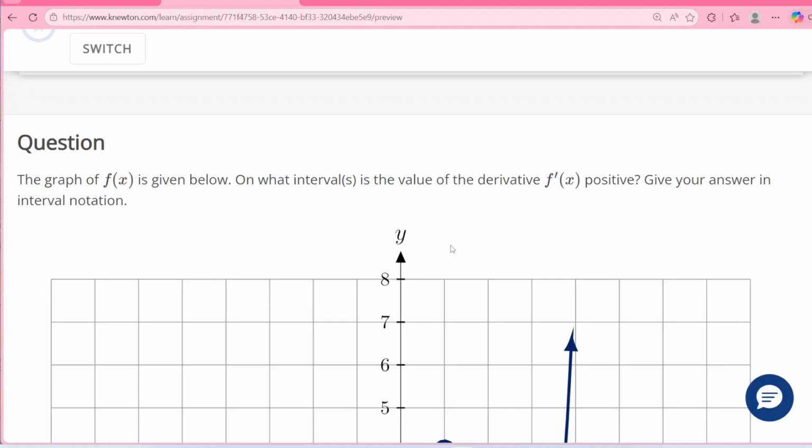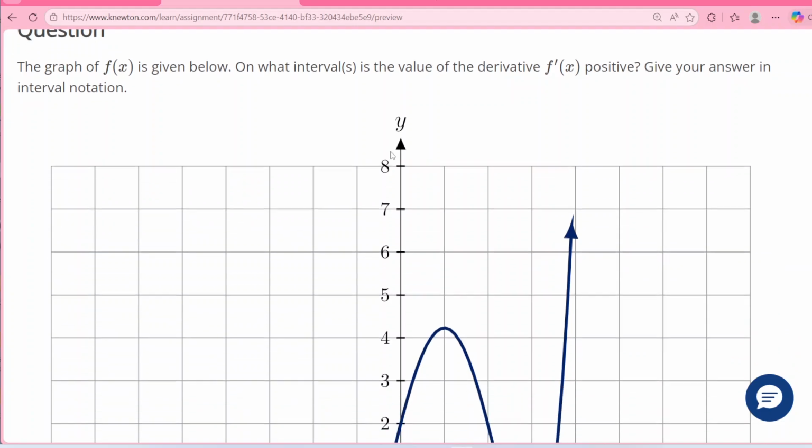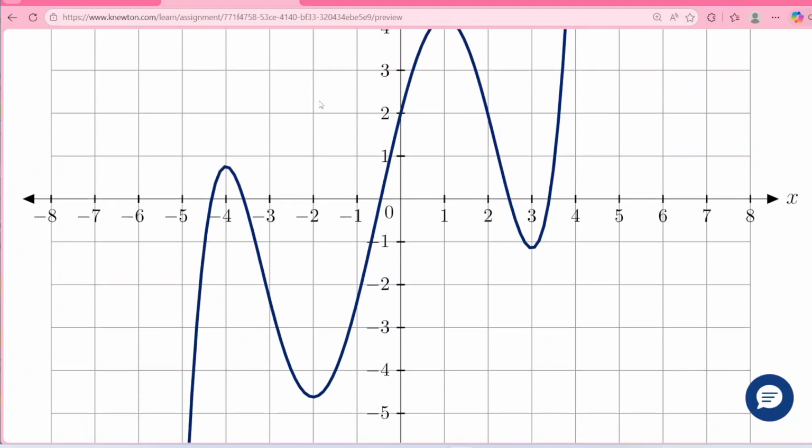All right, so this is another one where we're understanding the relationship between the graph of a function and the sign of its first derivative. The graph of f is given below. On what intervals is the value of f prime positive? And give your answer in interval notation.